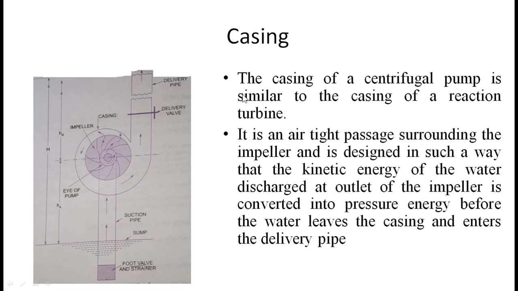The second one is the casing. The casing of a centrifugal pump is similar to the casing of a reaction turbine. It is an airtight passage and is designed in such a way that the kinetic energy of water discharged at the outlet of the impeller is converted into pressure energy before the water leaves the casing and enters the delivery pipe.